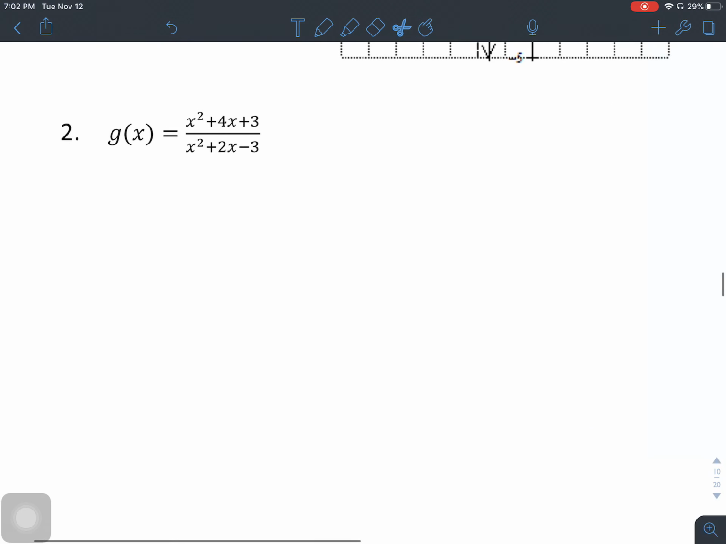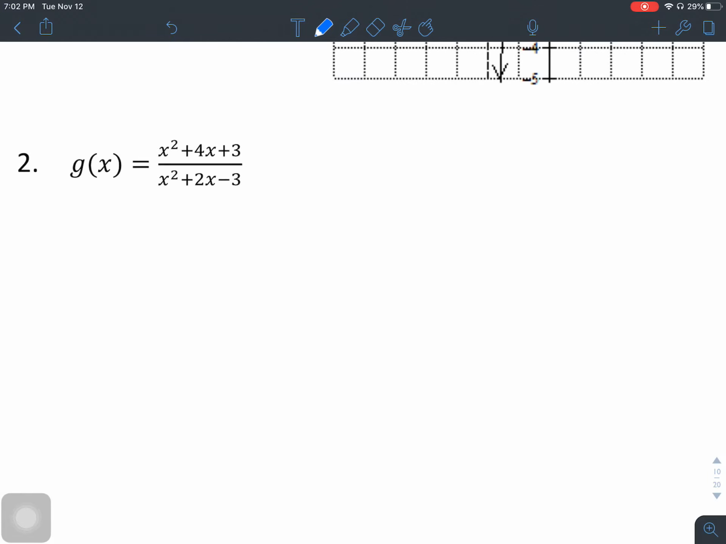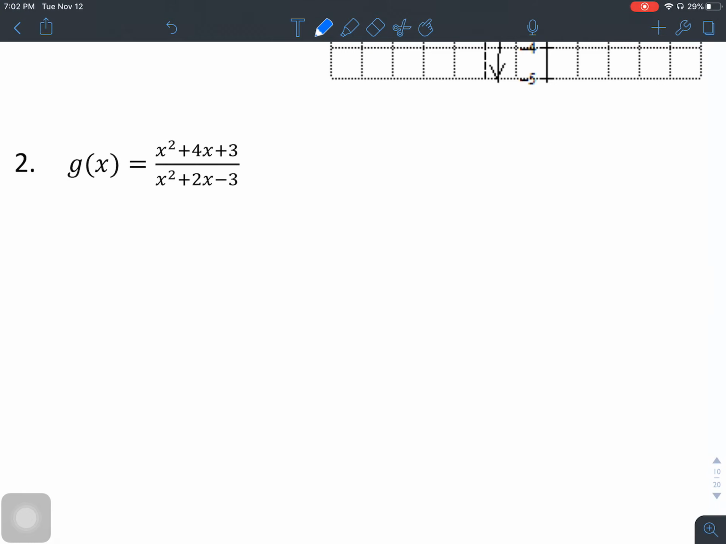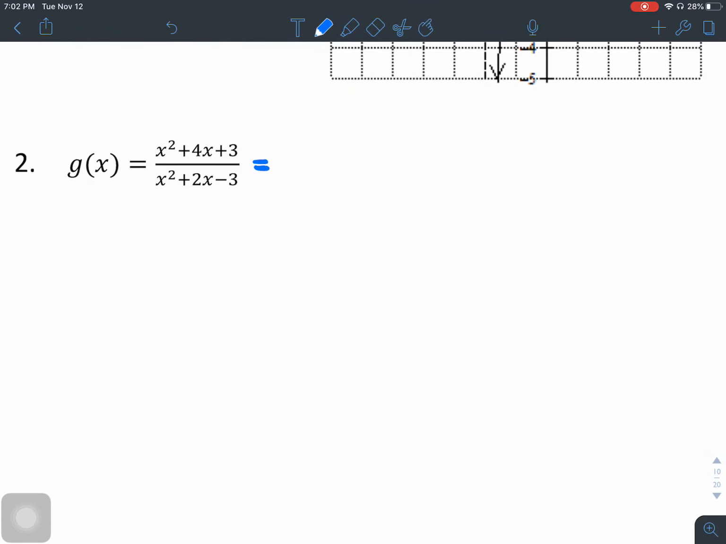Number 2. We'll do this one once again by explaining instead of showing all of our work. So let's factor this. The top's going to factor into an x plus 3 and an x plus 1. The denominator is going to factor into an x plus 3 and an x minus 1.